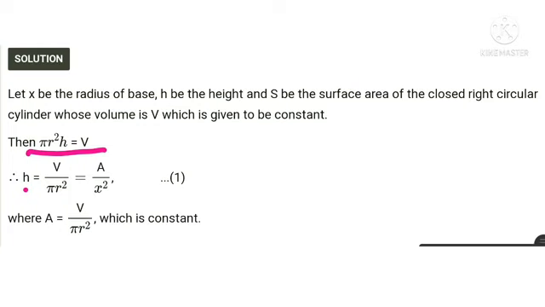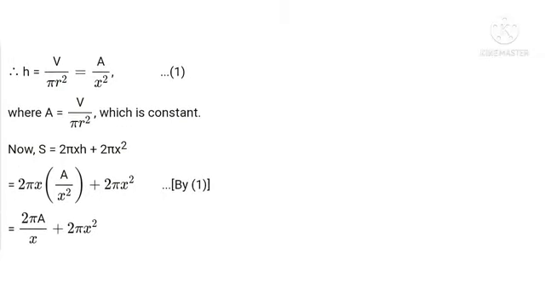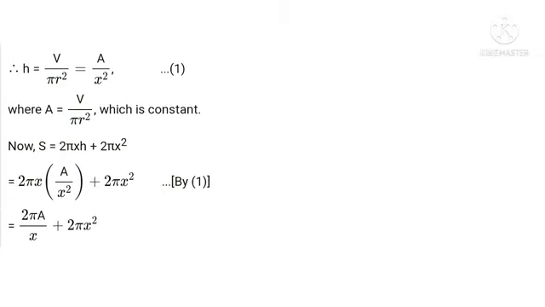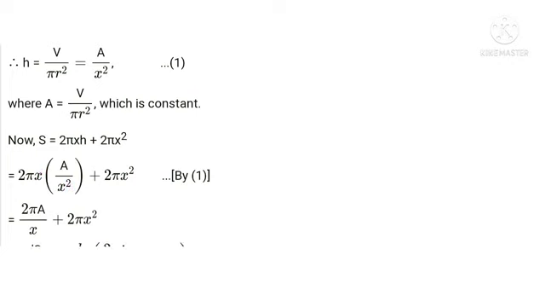But A is equal to V upon pi r square, which is constant. And surface area S is equal to 2 pi xh plus 2 pi x square. Here 2 pi x is common. 2 pi x as it is, put the value of h as A upon x square, and 2 pi x square as it is. So here one x gets cancelled. S equals 2 pi A upon x plus 2 pi x square.